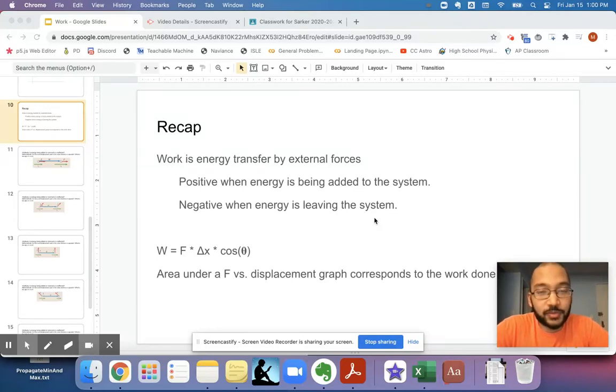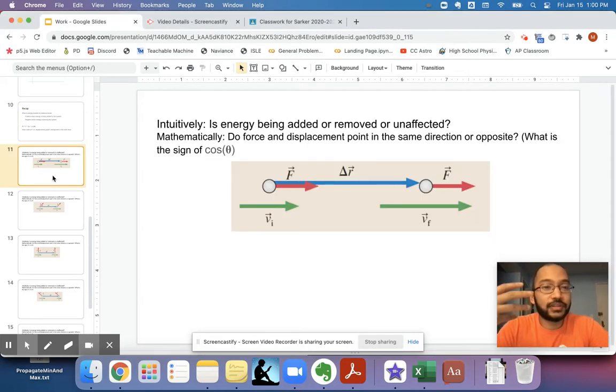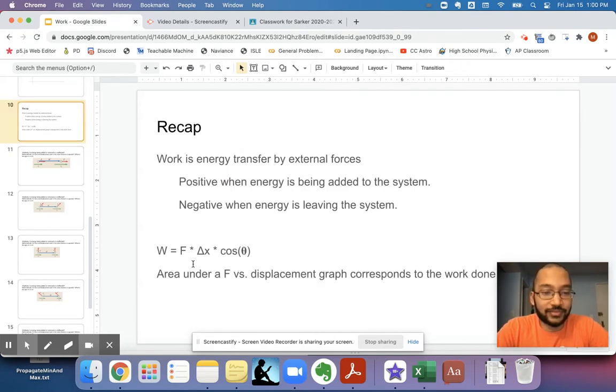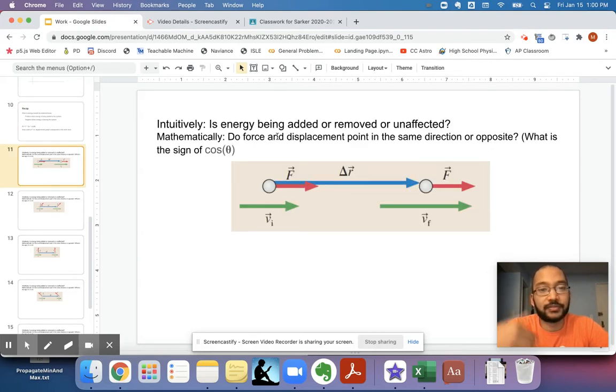Hi guys, continuing on with the previous video, I want to do some examples with you about work. Just to recap, work is force over displacement times cosine of theta. There's two ways I want you to think about this: intuitively what's going on, and then mathematically. Mathematically, the definition is going to come out positive or negative, but intuitively I want you to ask yourself, thinking in terms of the LOL, is energy being added to the system or taken away, or is it staying the same?